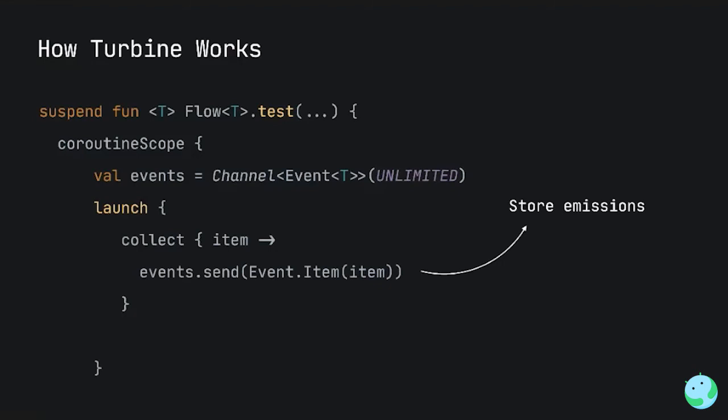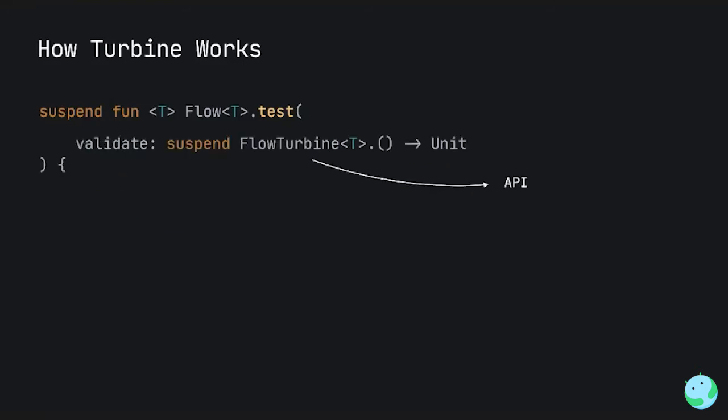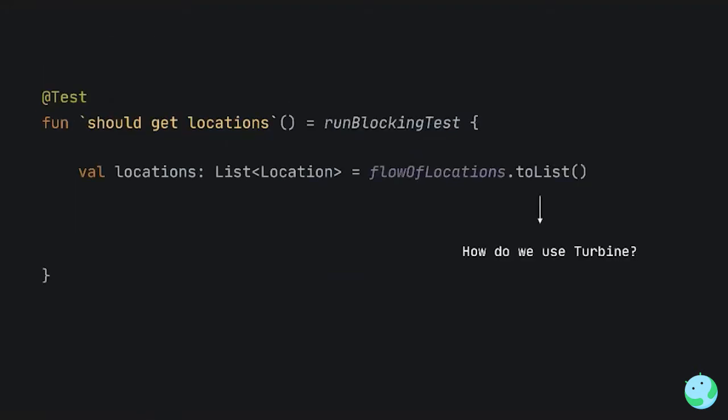So collect is another terminal operator of a flow. It starts the flow when you call collect on it. If you're familiar with RxJava, it's similar to subscribe. So every time something's being read, it's stored as an event in this channel. And right here, as you can see as the parameter, you have access to that interface.